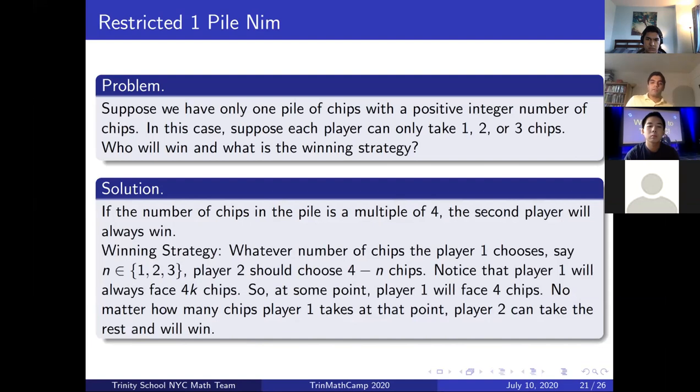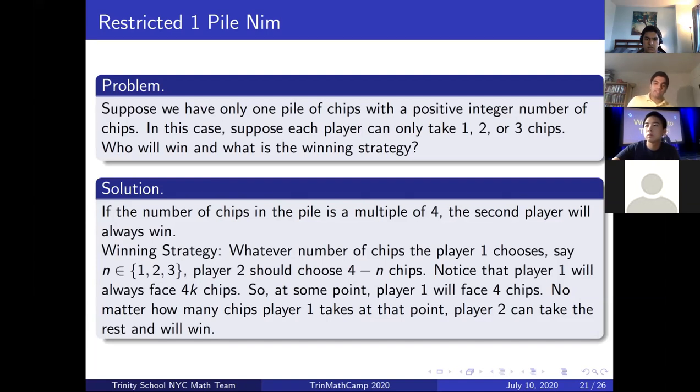If player 1 chooses 1 chip, player 2 will choose 3 chips. If player 1 chooses 2 chips, player 2 will choose 2 chips as well. And if player 1 chooses 3 chips, player 2 will choose 1 chip. Notice that player 1 will always be dealing with a multiple of 4 as the number of chips, so 4k chips for some integer k. You can argue this by induction.